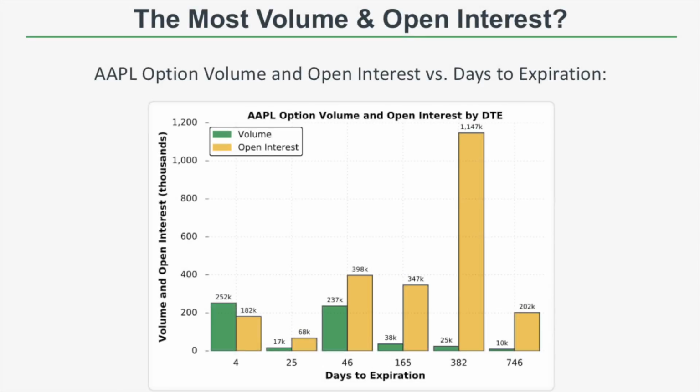Now in this example, we're looking at the same metrics, but we're looking at Apple options as opposed to SPY options. So as we can see, again, the most volume is taking place in the 4-day and the 46-day expiration cycles. However, the most open interest is actually in the 382-day cycle, but that cycle doesn't really have that much volume. So that just tells me that there's a ton of traders that are trading Apple with longer term theories and longer term predictions, but still the most volume is in the first 2 standard monthly cycles.